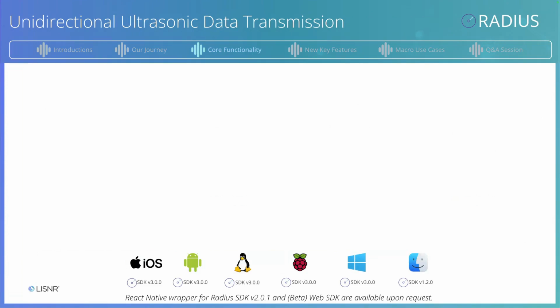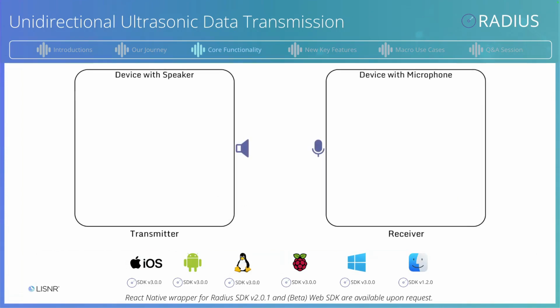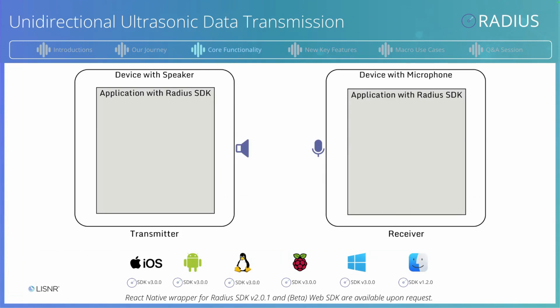With unidirectional data transmission, a few things must be true. A device with a speaker and a microphone must be present, one to act as a transmitter and one to act as a receiver. You must have a frequency response of at least 20 kilohertz on those components to ensure that the signal can be transacted and demodulated. You also need to make sure that you have an application that can leverage the Radius SDK integration. Once installed, the application must have microphone permissions accepted for any application that's going to be leveraging a receiver. And this is not required for any application that is only going to be used to transmit data.